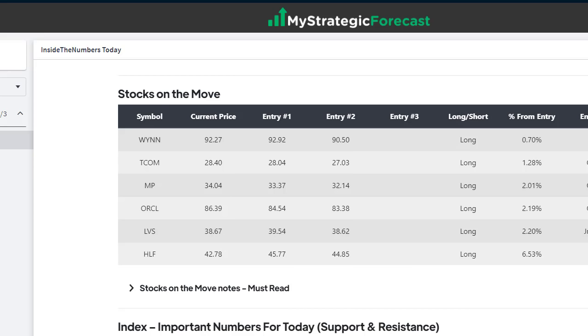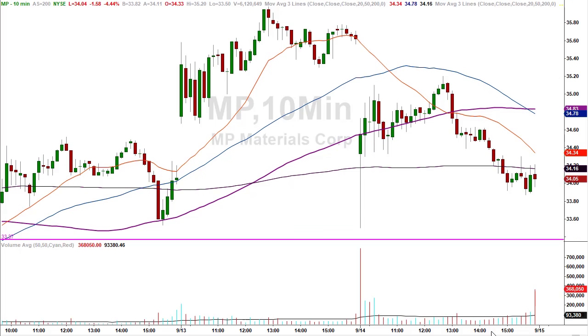Let's check out the list of stocks on the move that hit their entry targets. When LVS and HLF came into their entry targets, the others did not. One, we're going to take a look at MP. It's one of those break my heart type of deals. We're going to look at the chart anyway. Remember, you know what comes after the fact. The numbers work. We'll start with this one.